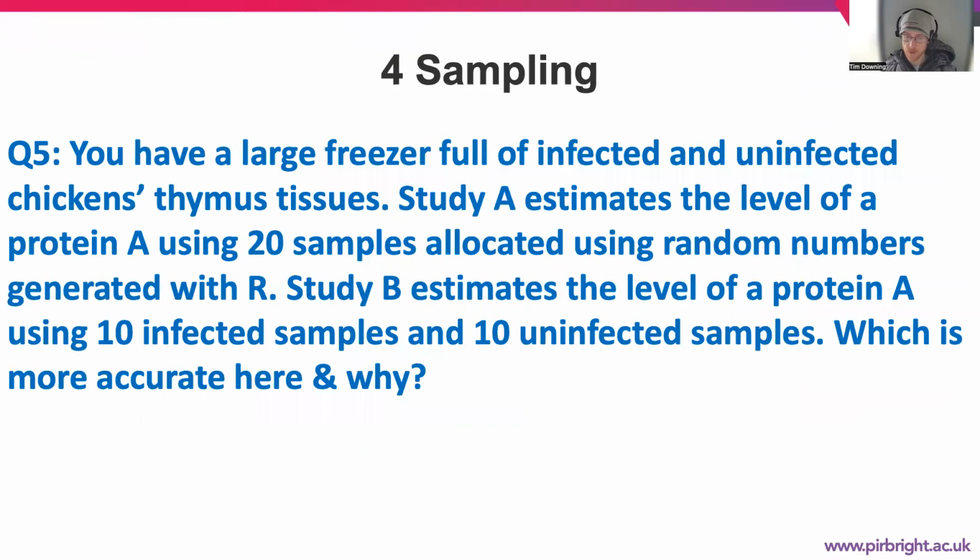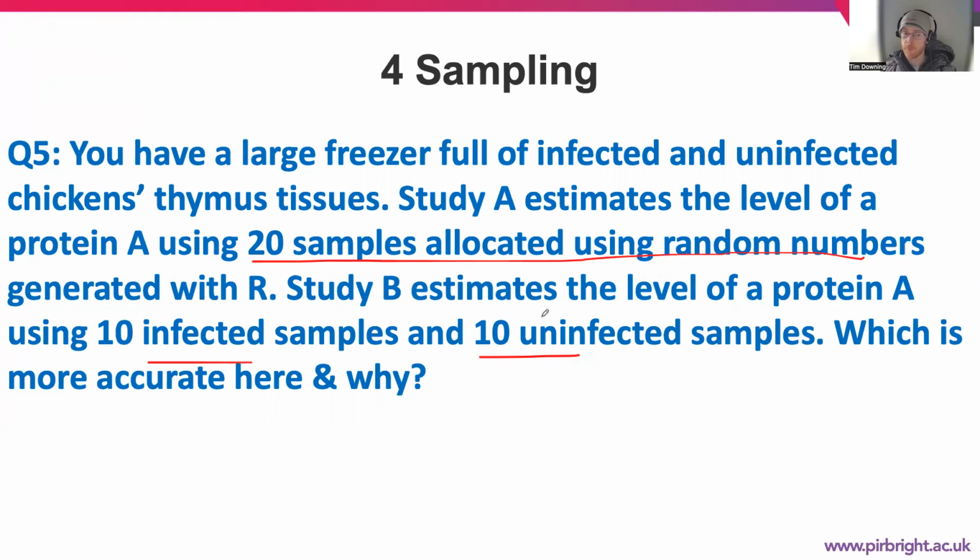And question 5 was for study A and B here. So looking at a whole bunch of infected and uninfected chicken thymus tissues. If you sample A, study A, and you're looking at protein A, you look at 20 samples allocated using random numbers generated with R. That means that's a simple random sampling. B looks at protein A again. It's using 10 infected and 10 uninfected samples. Because we're creating a stratified approach here, looking at 2 different strata within the freezer, that means this is stratified random sampling.